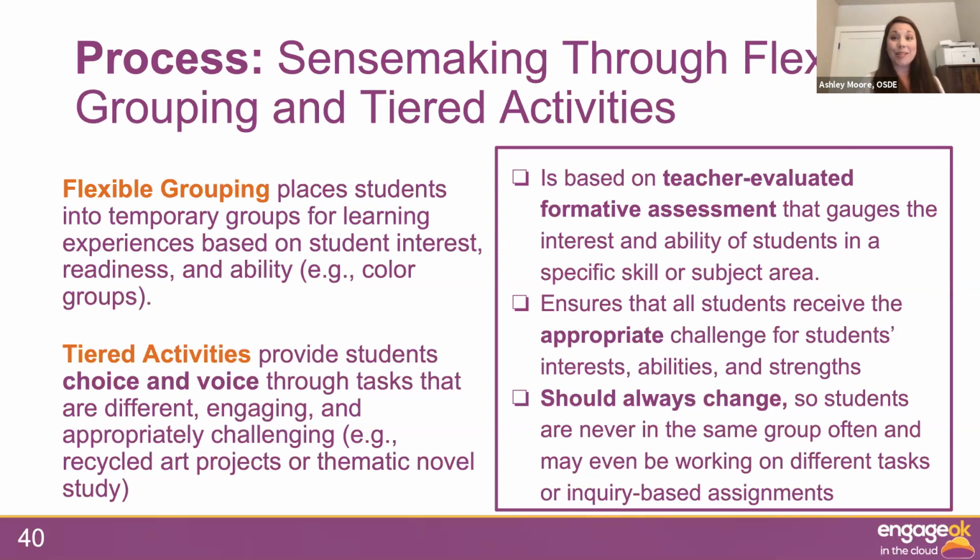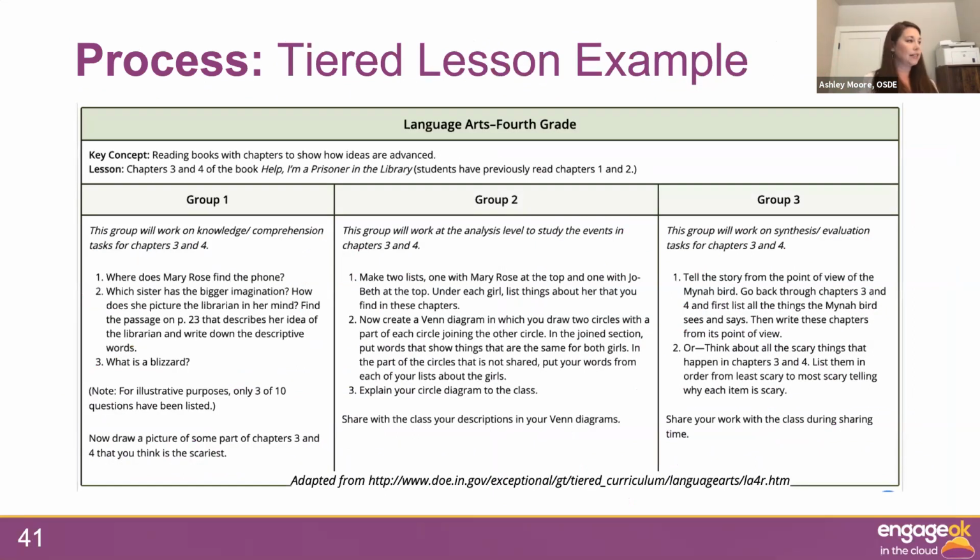And maybe it's based on their interests. Students who are really into space, maybe they're in a group because they're reading something about space or doing something with science on space. So we'll go on to the next slide, which talks about a tiered lesson. It gives an example of a tiered lesson. This is from language arts in a 4th grade classroom. You'll notice that group 1 is really based more on the standard, which is knowledge and comprehension, reading comprehension.